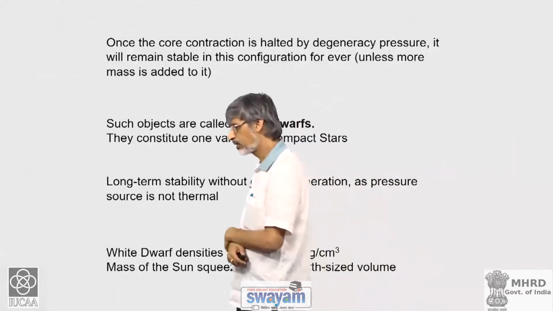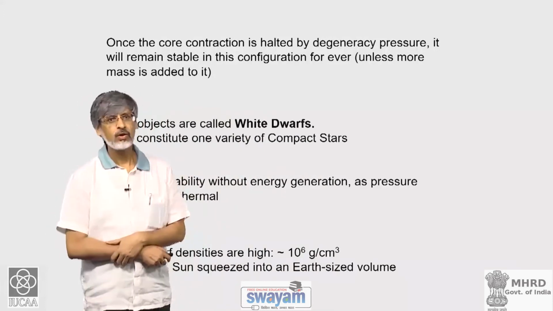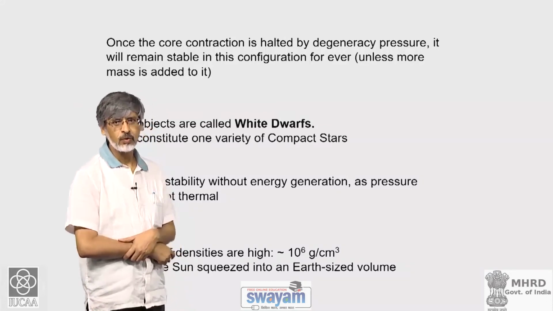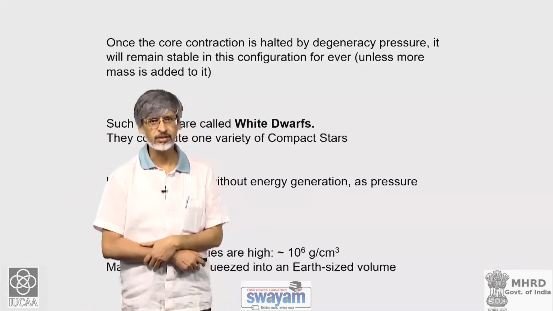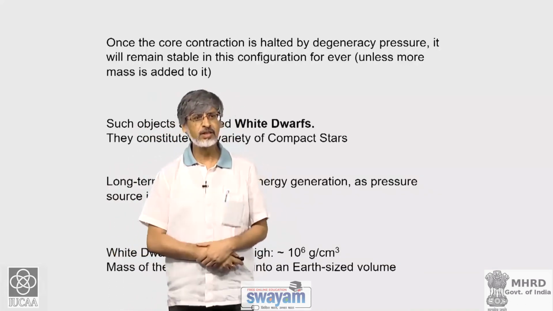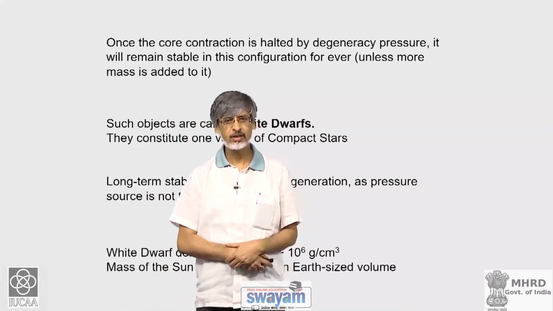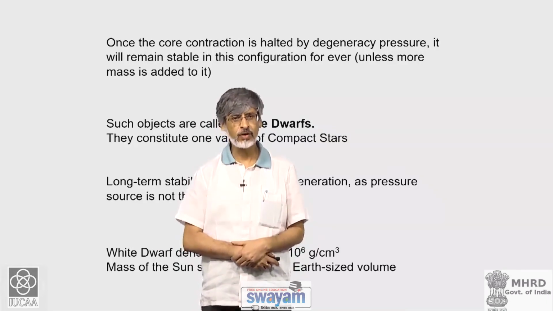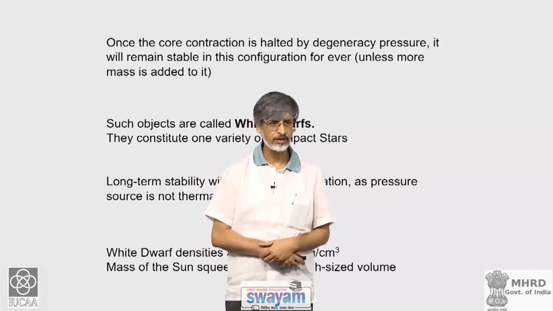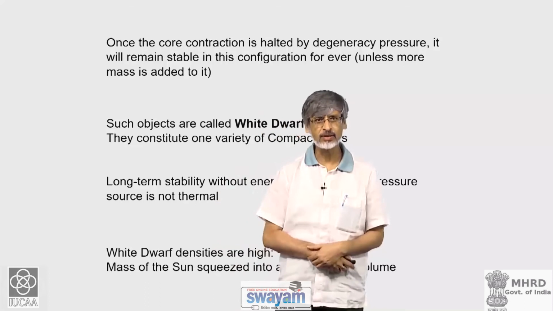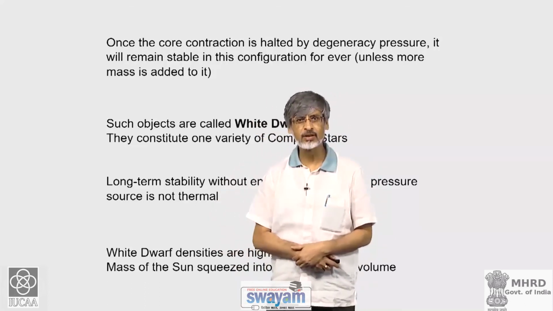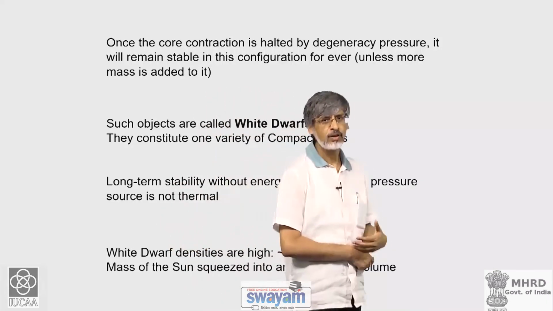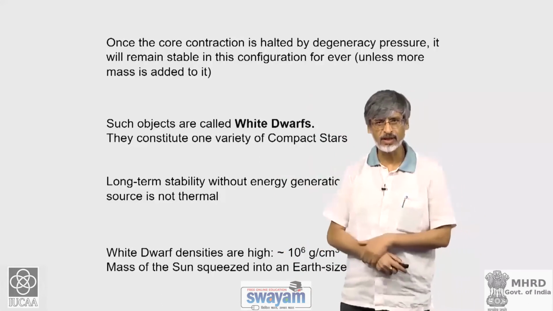Now, what happens to the configurations where the core contraction was actually halted by the degeneracy pressure? Now, it has no need of thermal pressure or heat to balance gravity. The electron degeneracy pressure provides a long lasting support. That support does not go away, cooling does not do anything to it. So, it will remain stable forever, unless you alter its mass by adding something from outside.